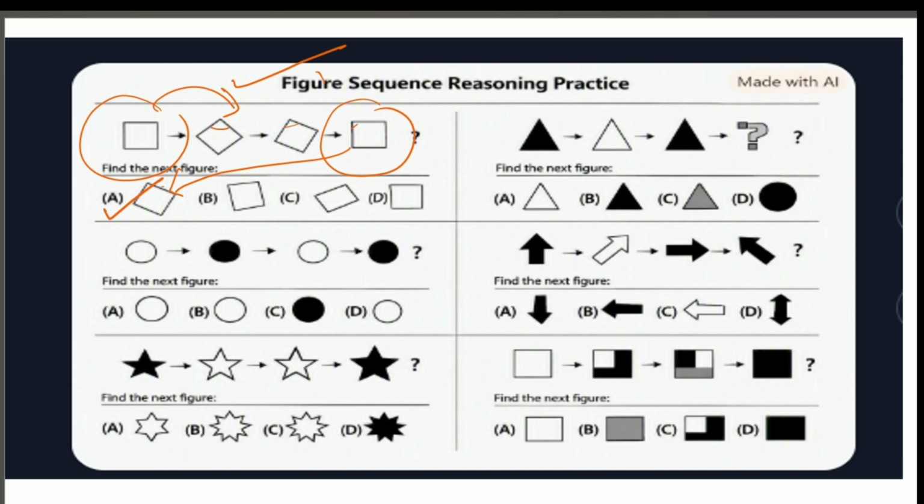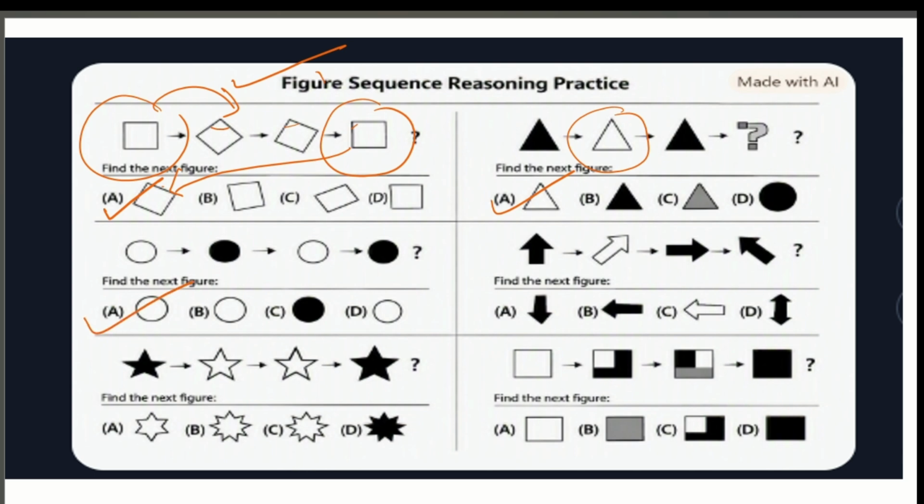Then we have this question. There is a triangle that is shaded. Empty triangle is there. Shaded triangle is there. Obviously there would be an empty triangle. We have this question. Empty circle, full circle, empty circle, full circle. Then there would be an empty circle.